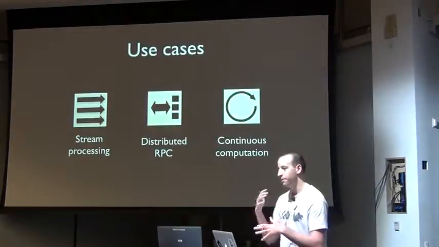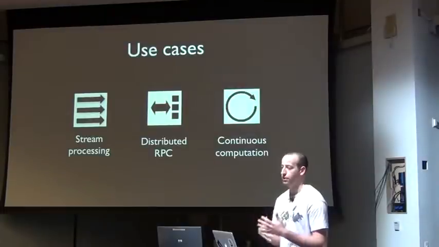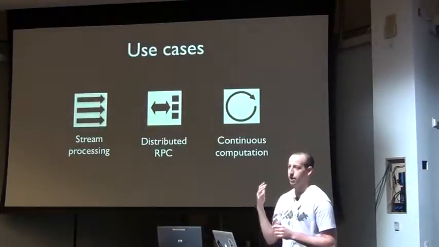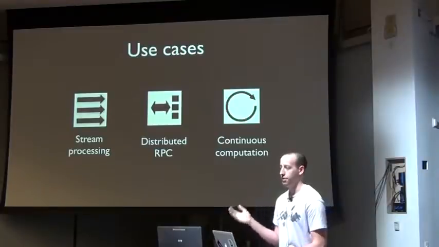The idea here is that you have some function where you want to continuously know the results of it. An example of this is computing something like trending topics off of the Twitter fire hose.